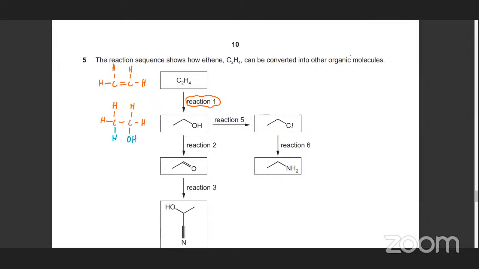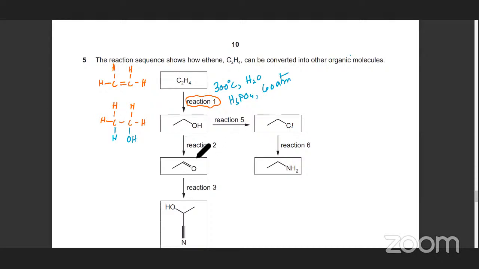So this one, and you have to give the condition as well. So it's 300 degrees centigrade. You add water to it, which is in the form of steam. You add phosphoric acid catalyst as well, and there's 60 atmosphere pressure. And this one is electrophilic addition.